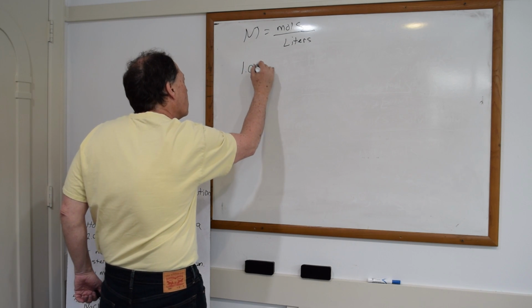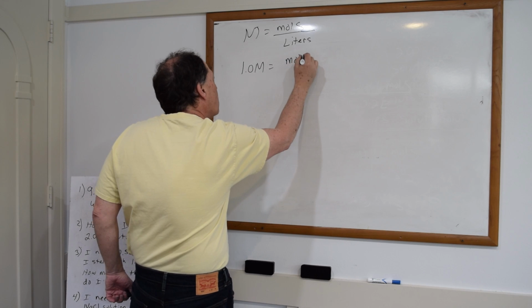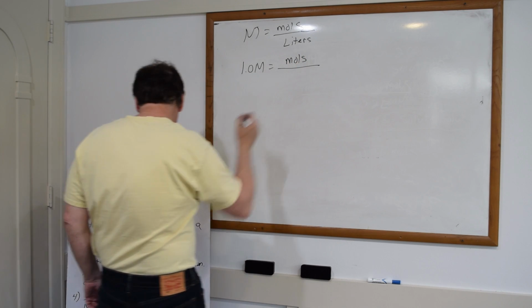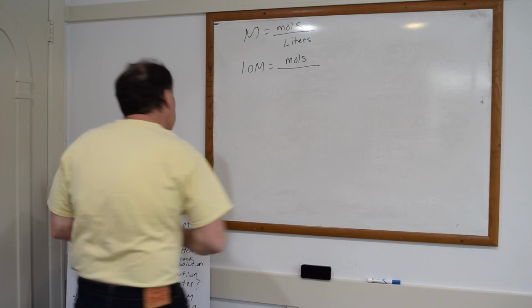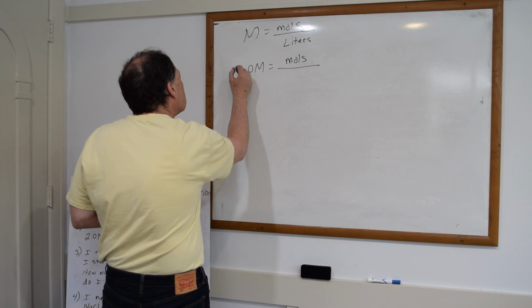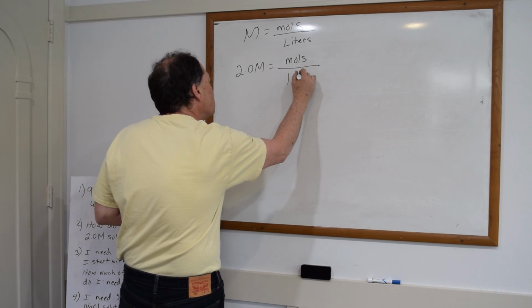So 1.0 molar. I don't know the moles, but I do know the liters. Actually, I got this wrong. This is a 2 molar solution, and I have 1.0 liters.